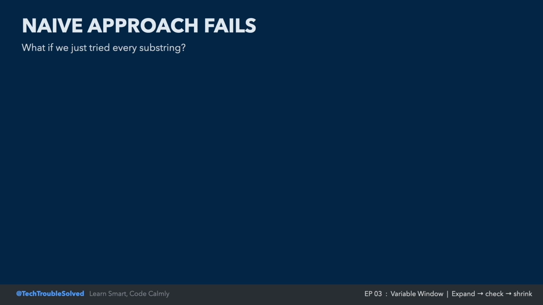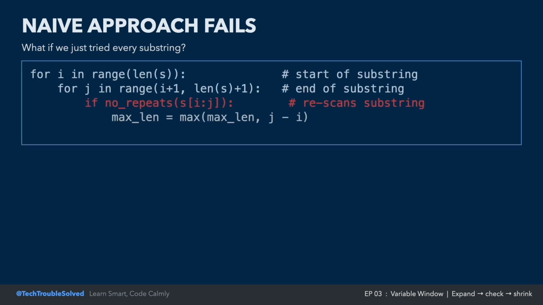Let's actually look at that approach. Two loops, one for the start of the window, one for the end. For every substring, check if it has repeating characters. If it does not, update the max. Clean logic. Makes sense. Now let me tell you where this starts to hurt.